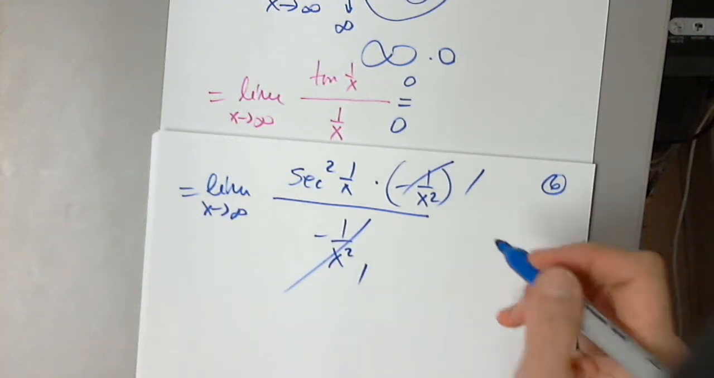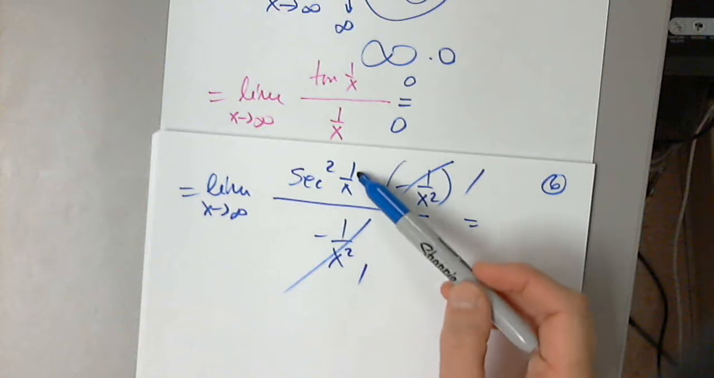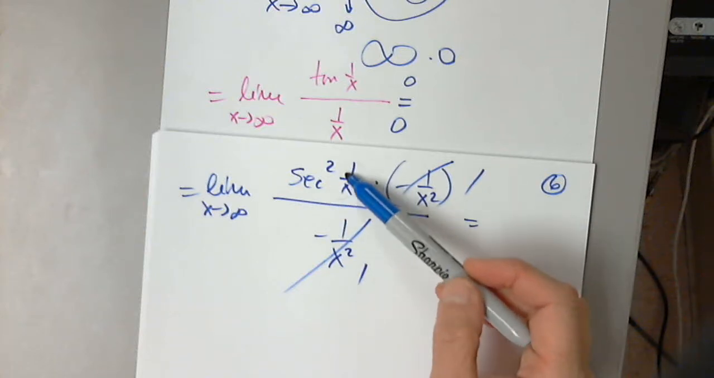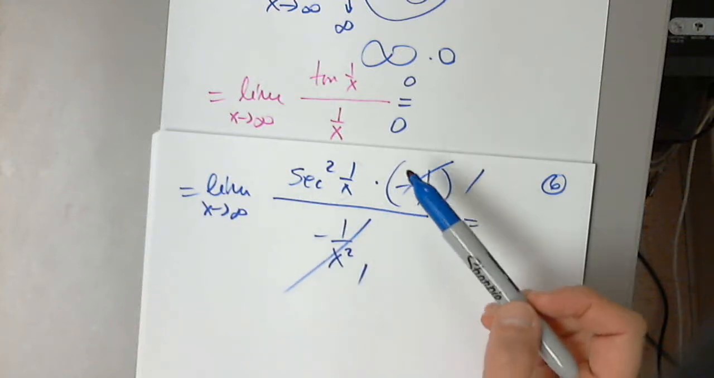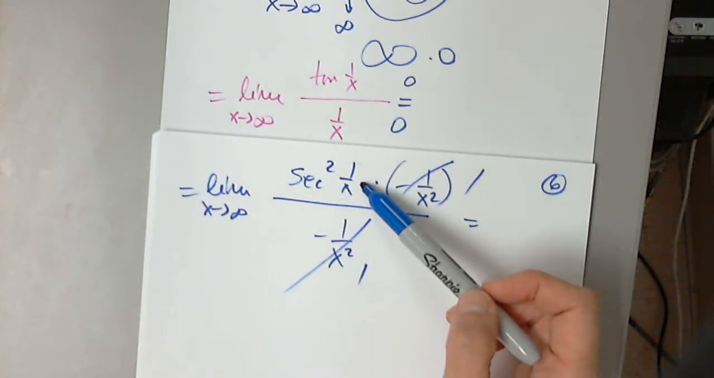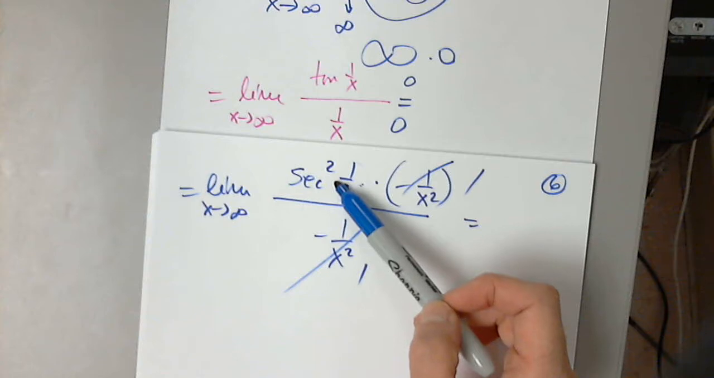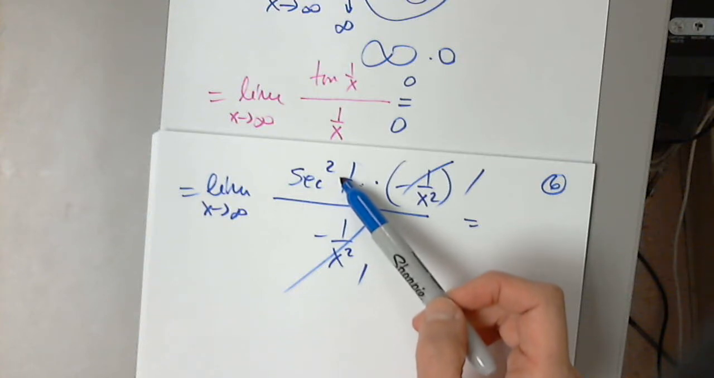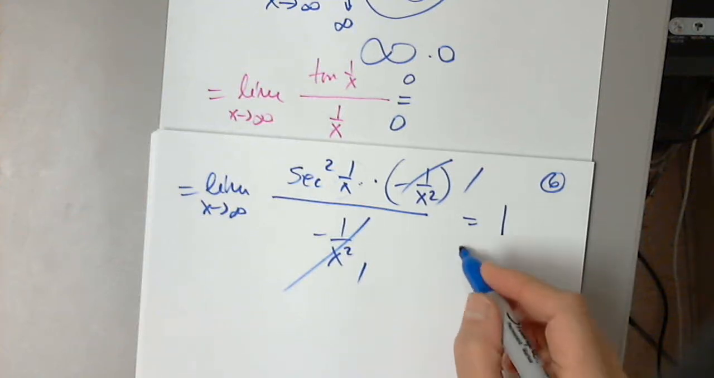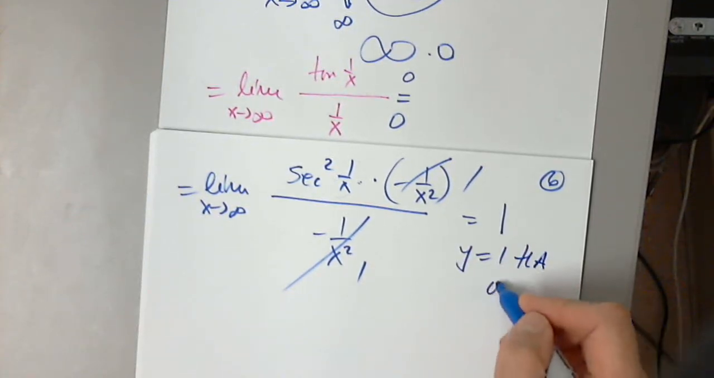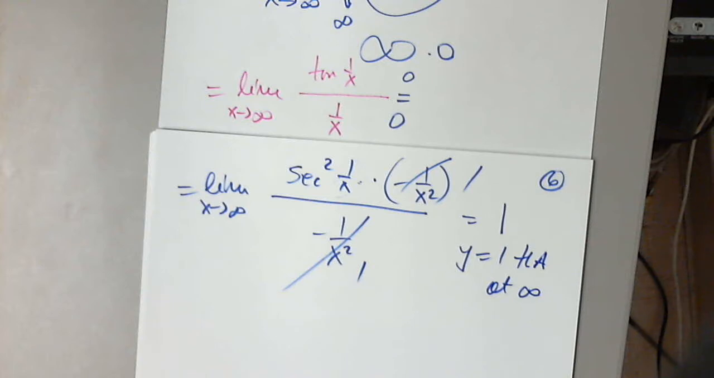1, 1. And now, where does 1/x go? We have to start with the inside of the function. 1/x, when x approaches infinity, 1/x goes to 0. And now we're talking about secant 0 or cosine 0. 1. Therefore, y equals 1 is a horizontal asymptote at infinity for this function.